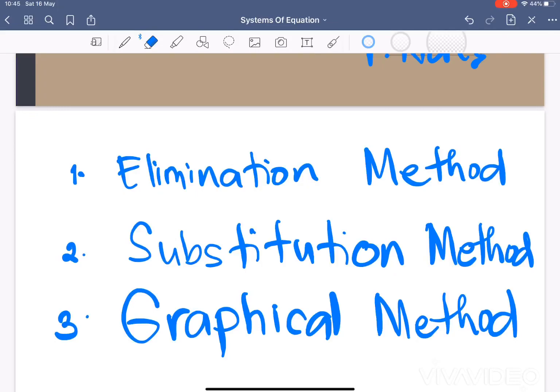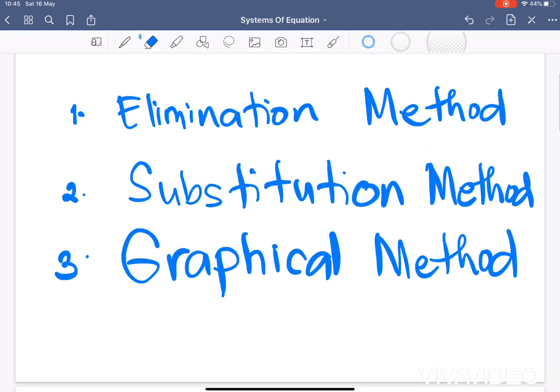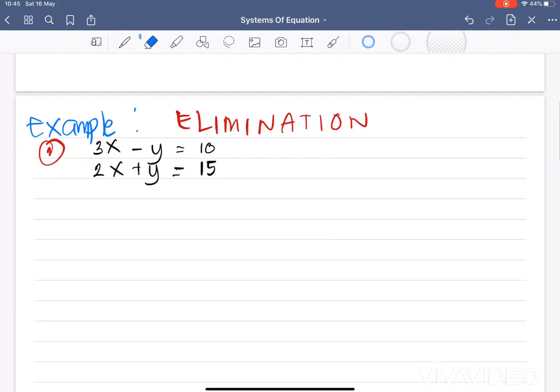Actually, to find the solutions of the systems of linear equations in two variables, there are three methods. We have elimination, substitution, and the graphical method. First, I'm going to explain the first method, which is elimination. Elimination means we're going to get rid of one of the variables in order to find a solution. Eliminate means delete, erase, get rid.